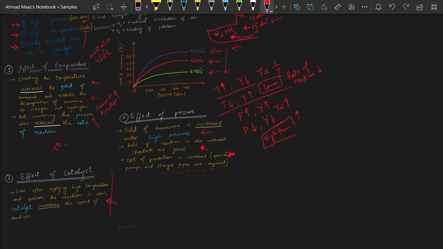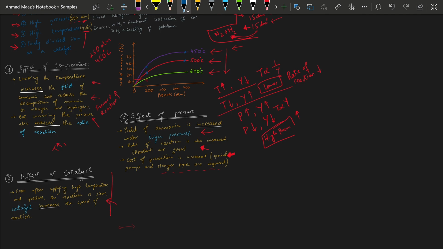Similarly, when we increase the pressure, the yield of ammonia is higher. For example, you can see at 100 atmospheres the yield is over here, and at 400 atmospheres the yield is higher, around 40. At 100 it was around 20. And at 450 degrees Celsius the yield at 100 atmospheres was around 30, and the yield at 400 atmospheres was about 50%.